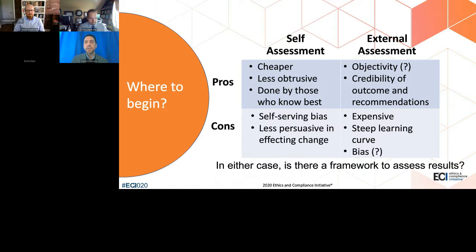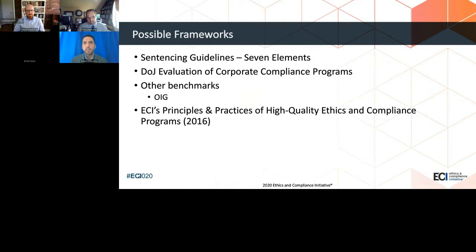So, you have to make a decision first, whether you want to do a self-assessment or external assessment. In either case, what's the framework? There are different frameworks you can choose from. There's the sentencing guidelines, which we talked about, and the 7 elements there that in some ways are 8. And you can use them. They're a bit difficult to use for doing an assessment per se.